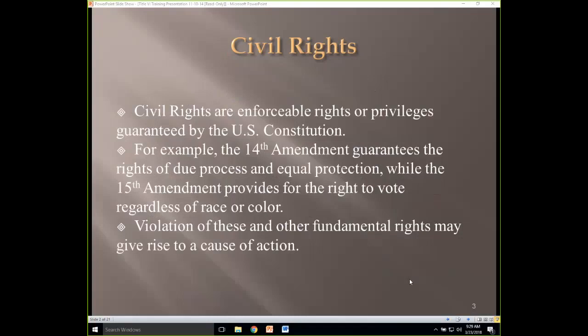Civil rights are enforceable rights or privileges guaranteed by the U.S. Constitution. Some of those are the 14th Amendment, which guarantees the rights of due process and equal protection, and the 15th Amendment, which provides for the right to vote regardless of race or color. Violation of these and any other fundamental rights may give rise to a cause of action.